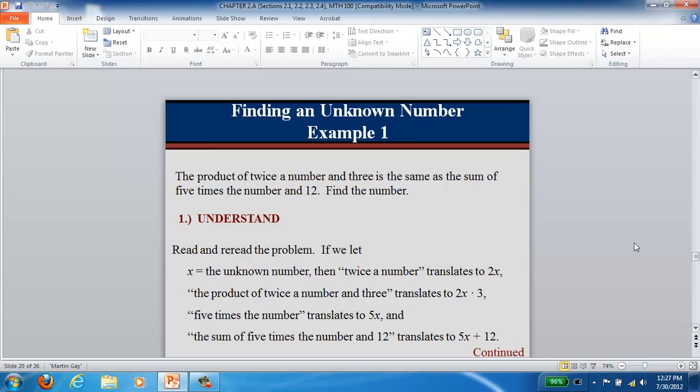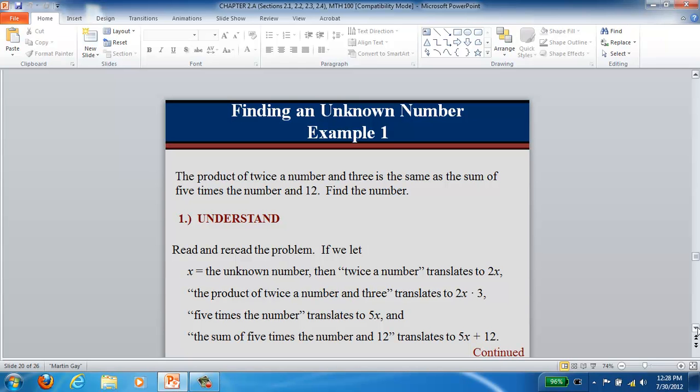Example number 1. Finding an unknown number. The product of twice a number and 3 is the same as the sum of 5 times the number and 12. Find the number. So read and reread the problem. If we let x equal the unknown number, then twice a number translates to 2x.